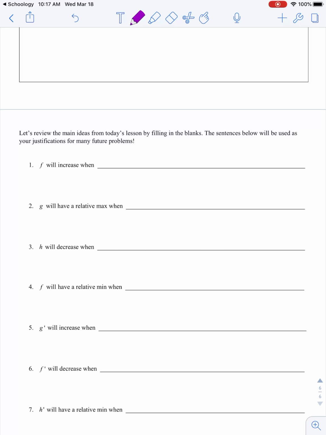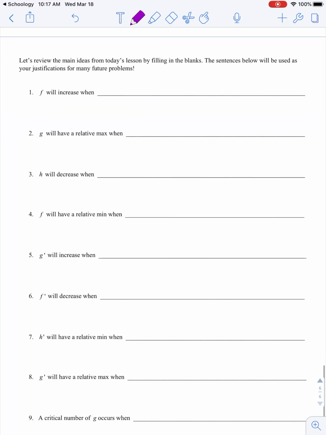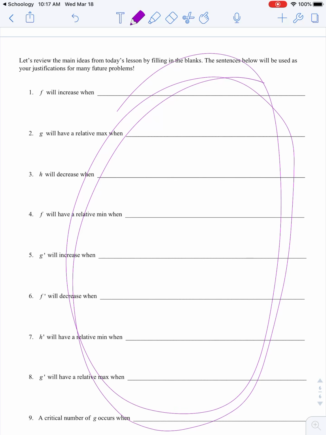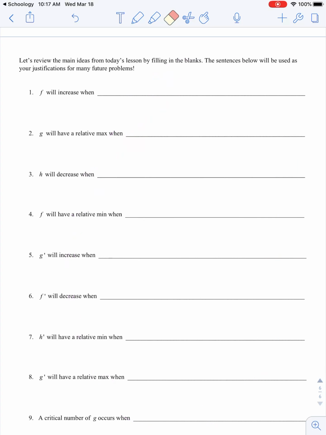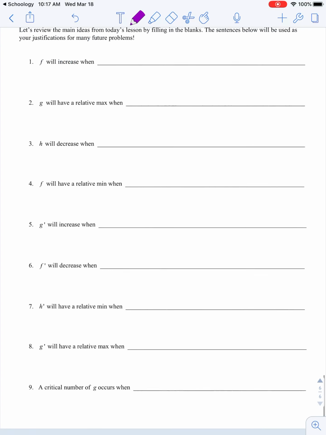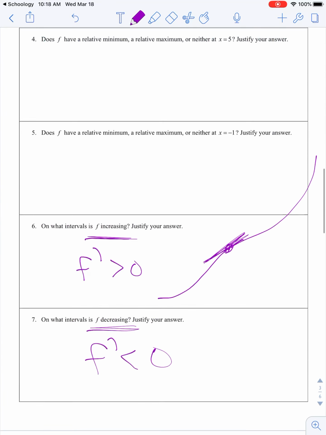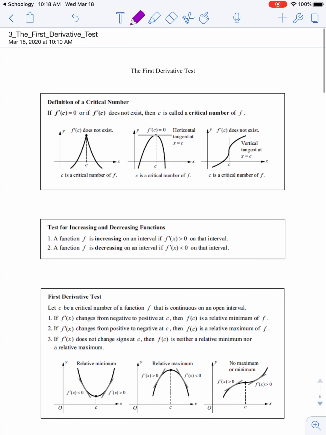And then, of course, these are huge, huge, huge in terms of the AP exam. You've got to be able to say these like the back of your hand. So read those, look them over, and let us know what questions you have. Okay, so I just wanted to give you a quick overhaul on that.